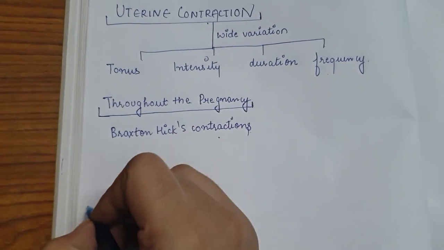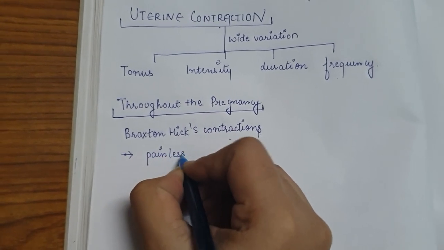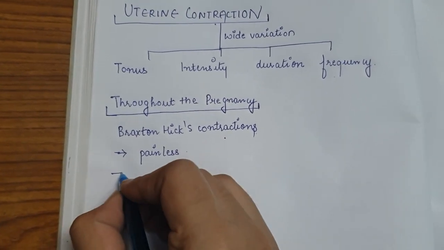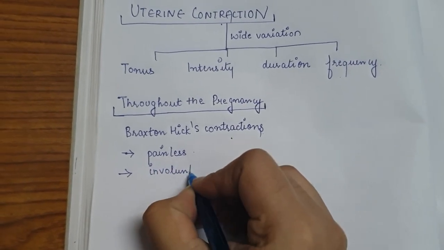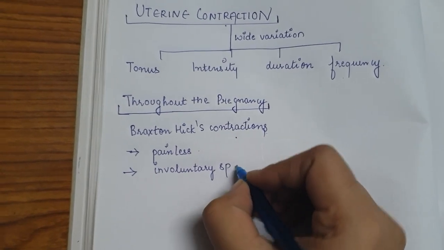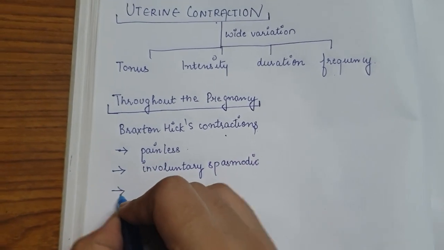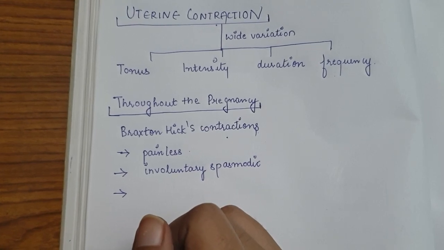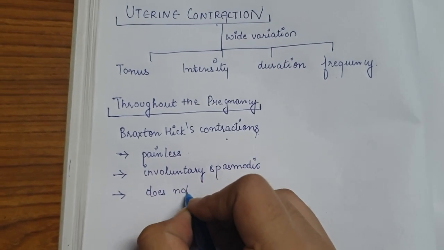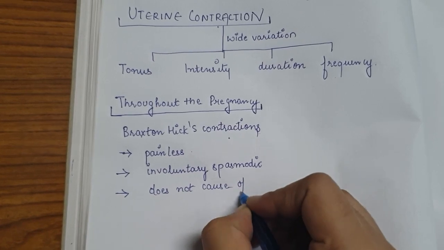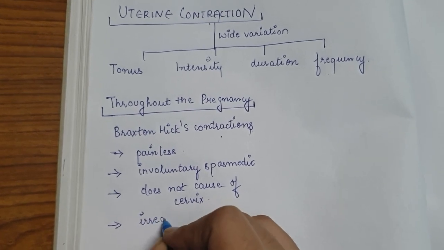The characteristics of these contractions are: they are painless, which means they do not cause any discomfort to women, and they are involuntary, spasmodic in nature. The meaning of spasmodic is also involuntary contractions in the muscles. Next, they do not cause any dilatation of cervix. They are irregular in nature.